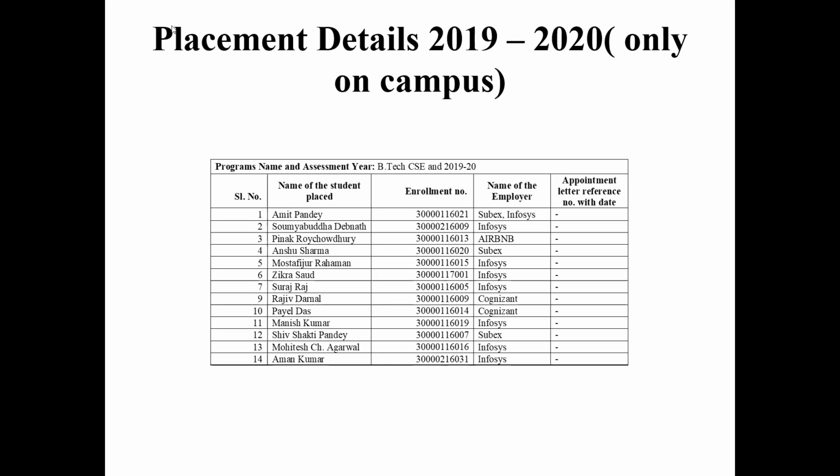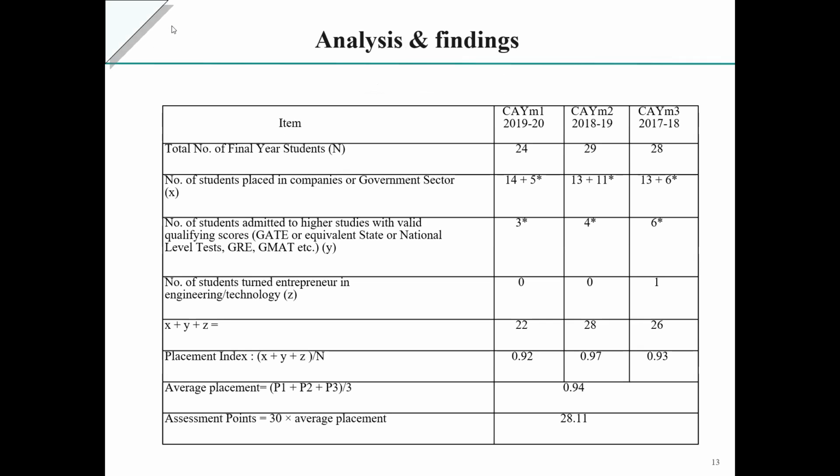This is only on campus. All the off-campus placement is already done, and a number of students were also placed off campus. We have a gist in a table on the next slide. This is the analysis of the findings. You can see 2017-18, 2018-19, and 2019-20, where the total number of final year students is 28, 29, and 24. I am showing one department; it is not the whole institution.